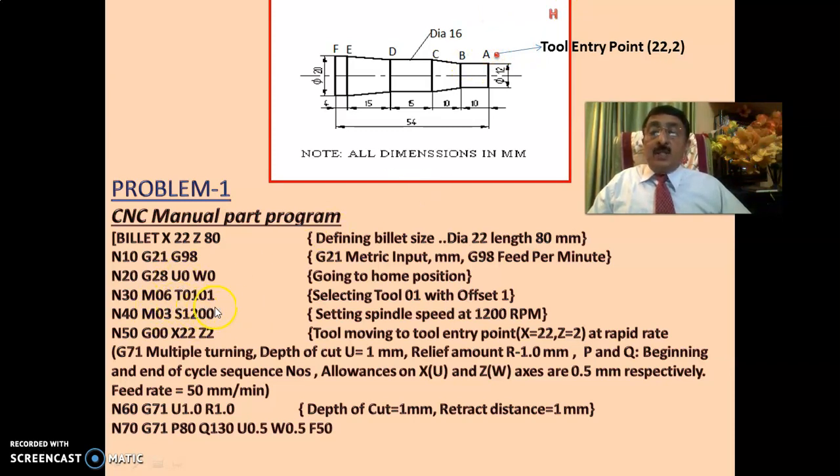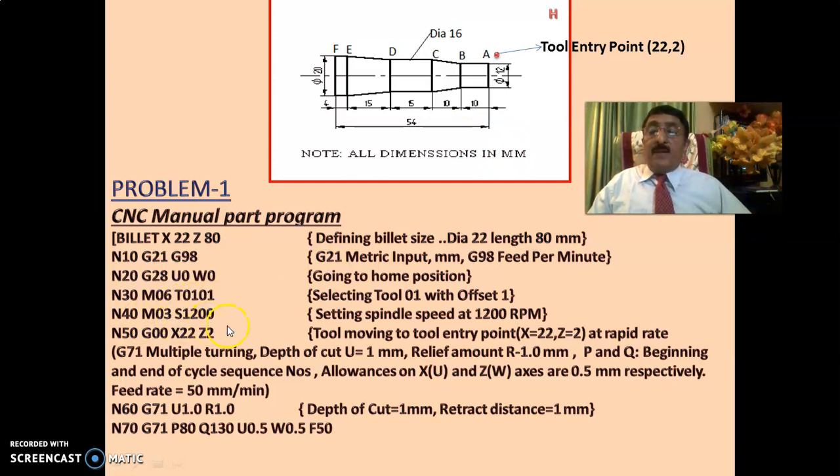Then M06 T01 01 means selecting tool 1 with offset 1. That means you are changing the tool to 1, so the turret will automatically select tool 1 for this profile. Tool 1 may be a rough turning tool. If tool 2 were the rough turning tool, I would have chosen M06 T02 02. Now T01 is the roughing tool, and I have selected it.